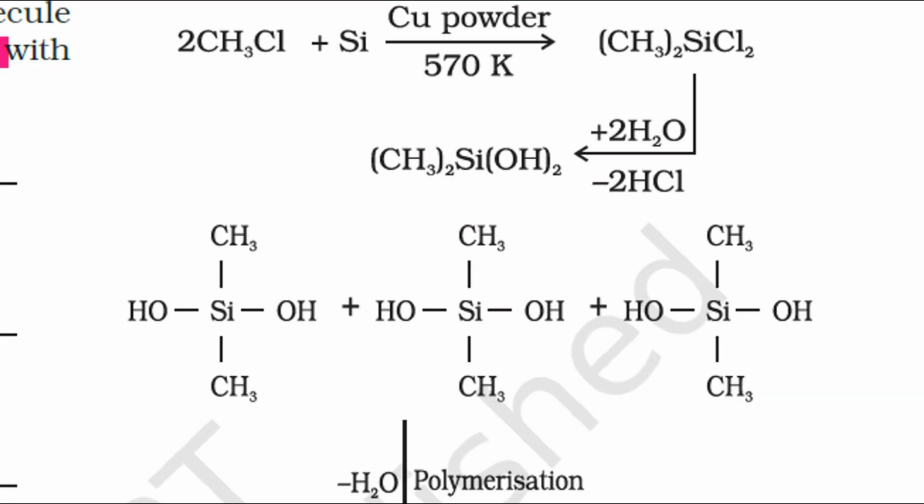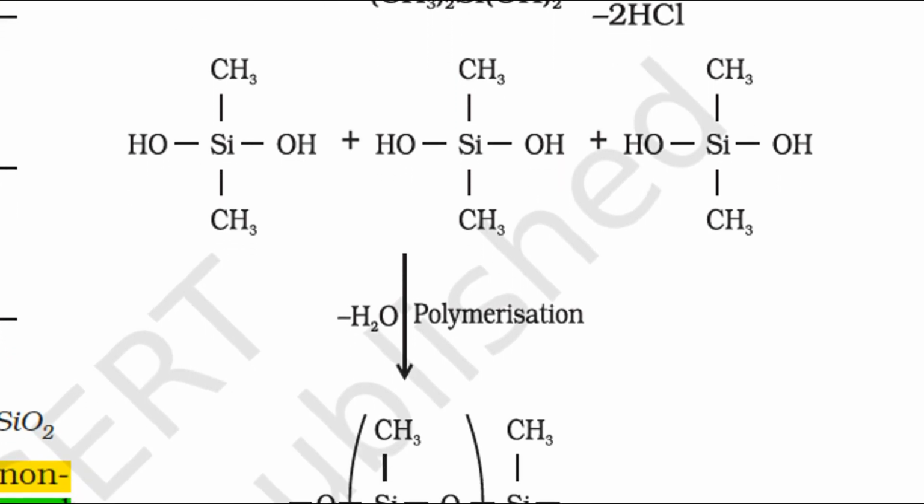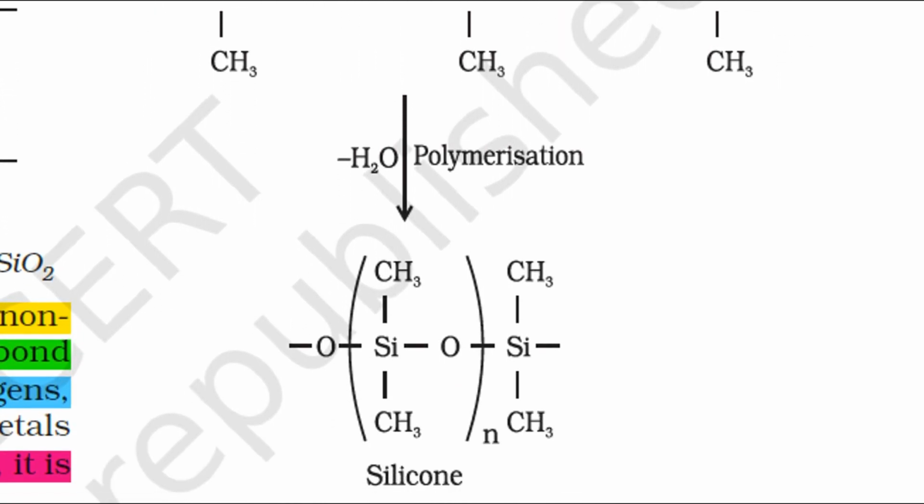Okay, so you can see here, 2CH3Cl plus silicon in the presence of copper powder at 570 Kelvin forms dimethyldichlorosilane, that is (CH3)2SiCl2, which undergoes hydration, that means addition of water, releasing two HCl molecules and forming (CH3)2Si(OH)2, that means dimethyldihydroxysilane, and dimethyldihydroxysilane undergoes polymerization and releases water molecules to form silicones.